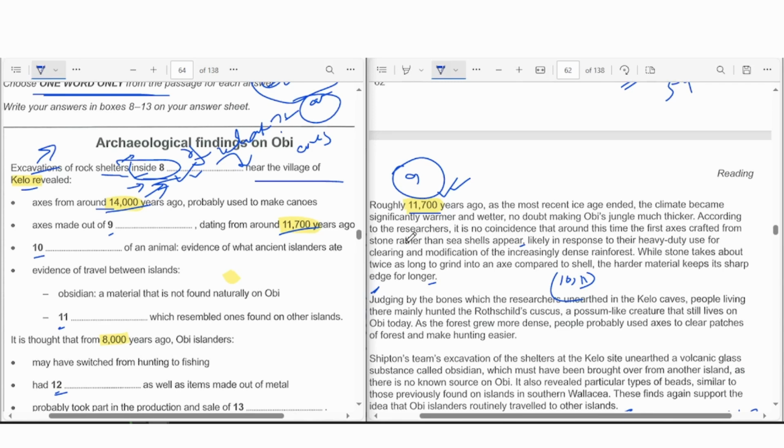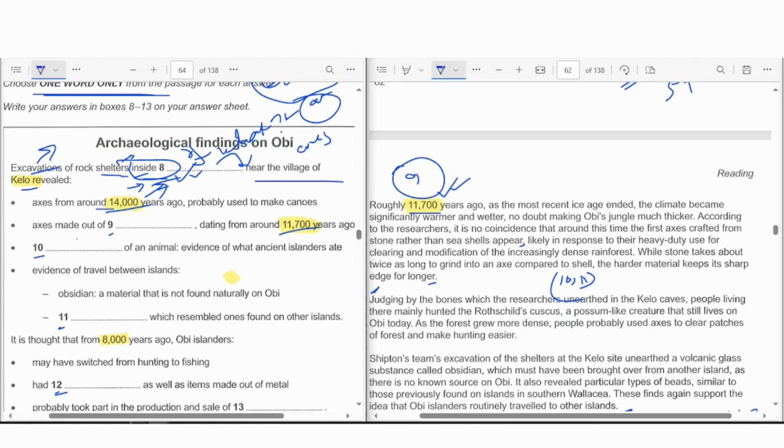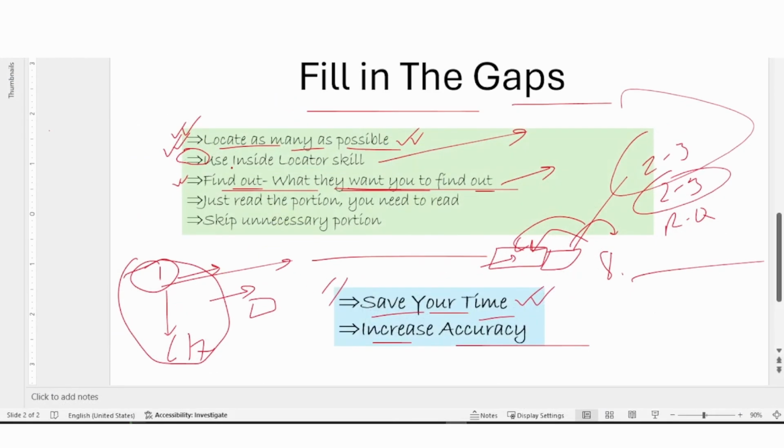Okay, location. All right. And then they're saying, now look at it. It's very important. It's going to play a very good role here. Now they're saying access made out of dash. All right. So now it's time for your inside locator skill. The inside locator skill.